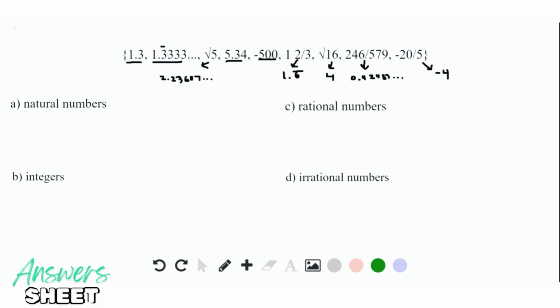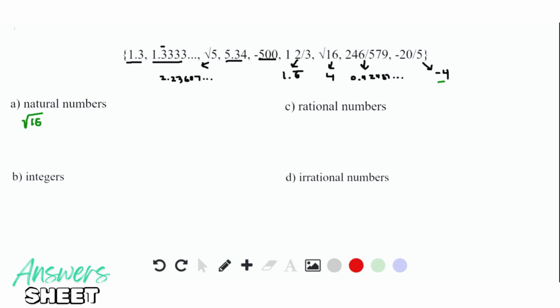1 2/3 is a decimal. Square root of 16 is 4. It's a positive integer, so that is a natural number. 246 over 579 has a decimal, and negative 20 over 5 is negative 4. So that negative means it's not a natural number.